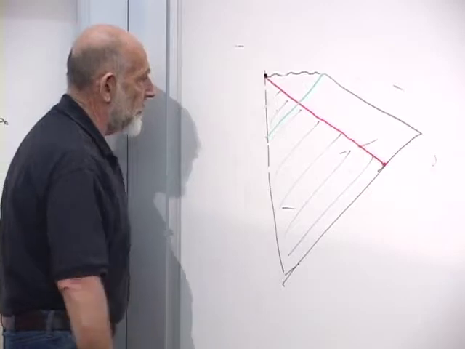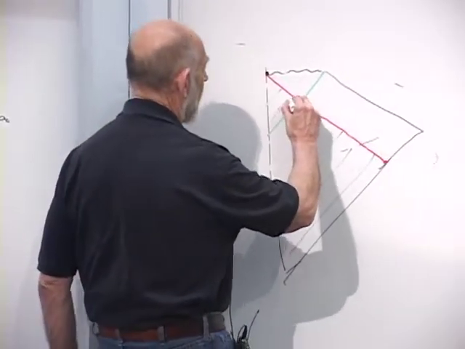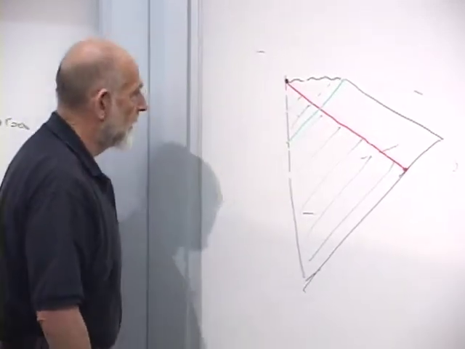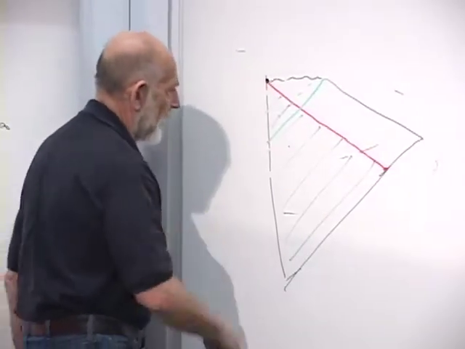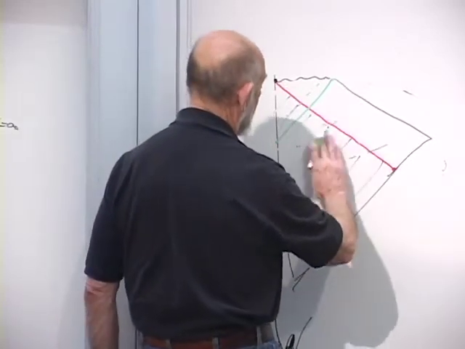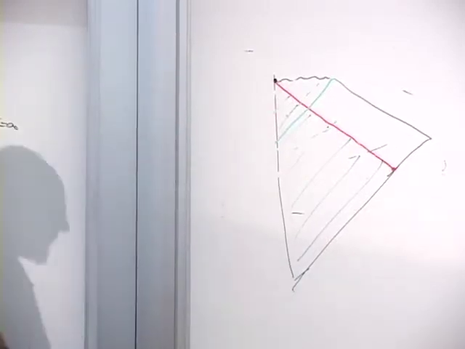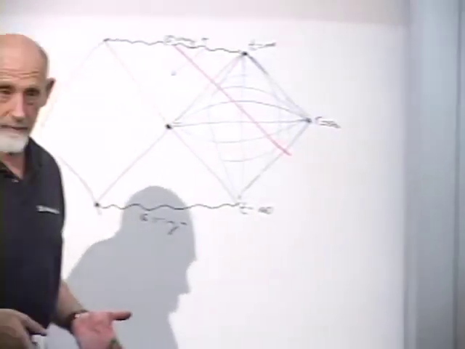If you're over here, can you get out? No. You'll wind up at best over here. What about if you're out here? Can you get out? Sure, you can send a light ray out. Anywheres to the lower right of the green line, a light ray can get out.